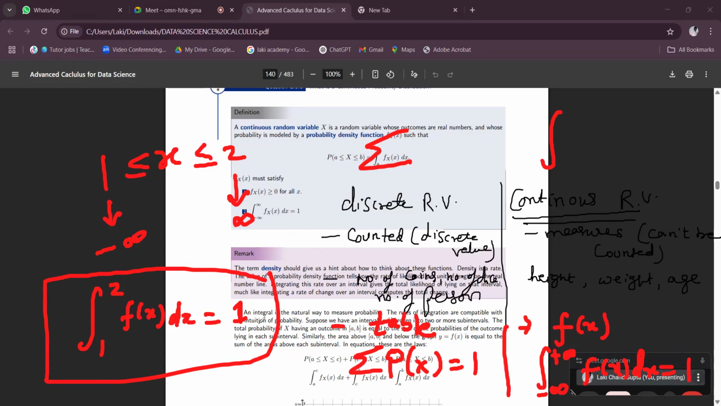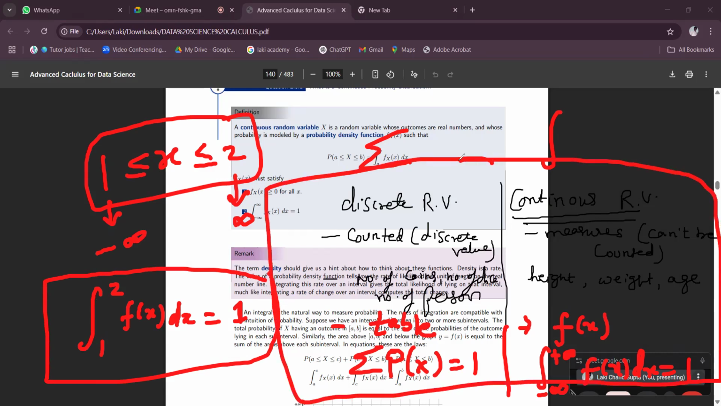I see. Right. That's great. Minus infinity represents the smallest value. I see. Okay. The range of x. Right. So these are very important things you must know.